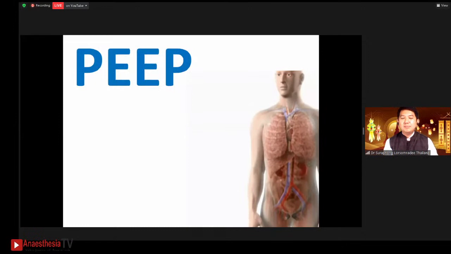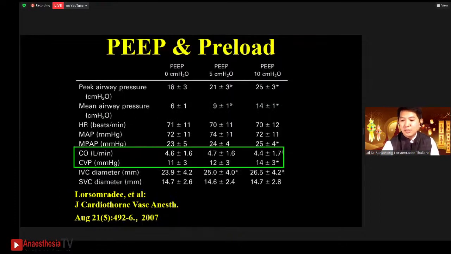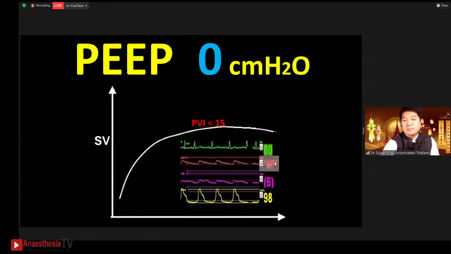The next step is tips and tricks for using PEEP. PEEP is very popular right now for the lung protective strategy. One of my studies is when I apply PEEP, more than 0, more than 5 to 10. 10 is more than physiologic PEEP. The number will also interfere with the cardiac output and the central venous pressure as well. But the volume is the same.